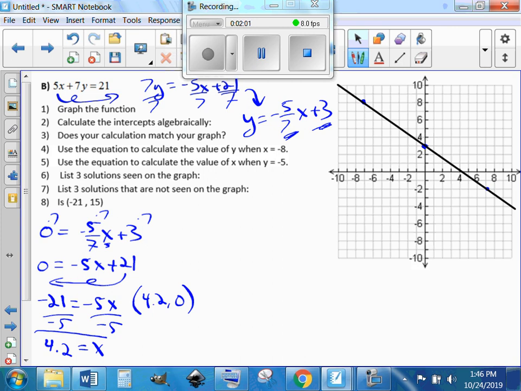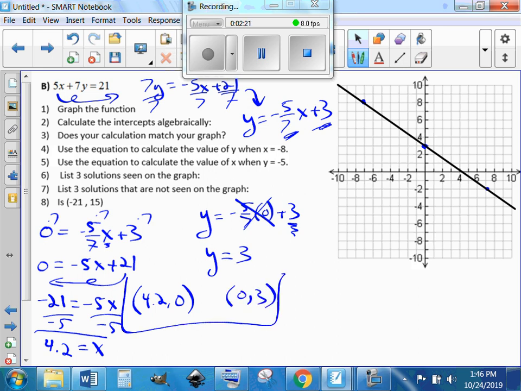Okay, and then for the y-intercept, we're going to plug 0 in for x. So y equals negative 5/7 times 0 plus 3. And we know the y-intercept should be 3, but here's a way to prove it. Negative 5/7 of 0 is 0, and 0 plus 3 is 3. So the y-intercept is 0, 3. So those are the intercepts. And notice they match the graph. There's the 0, 3, and there, I believe, based on the drawing, I would agree that that looks like 4.2-ish.